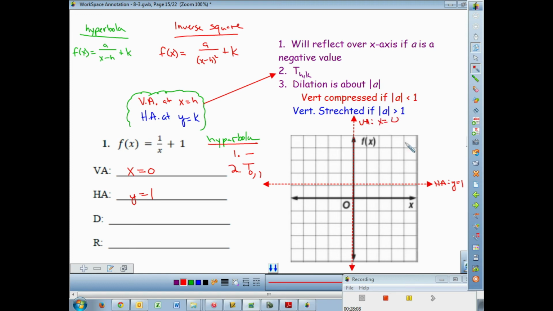Now let's make a sketch before we go. What is this guy? Hyperbola or inverse square? Hyperbola. Did it get reflected over the x-axis? Yes or no? So realize I will cover up those parent functions on the wall come test day so you can't see them.